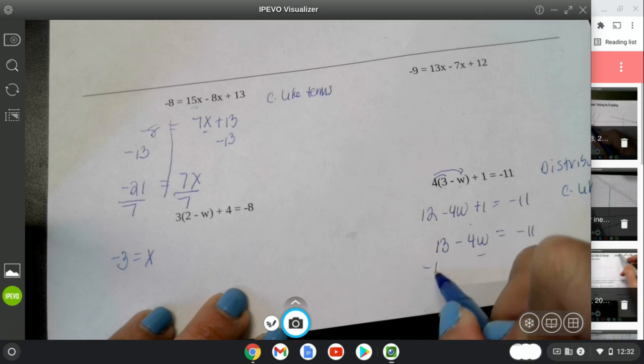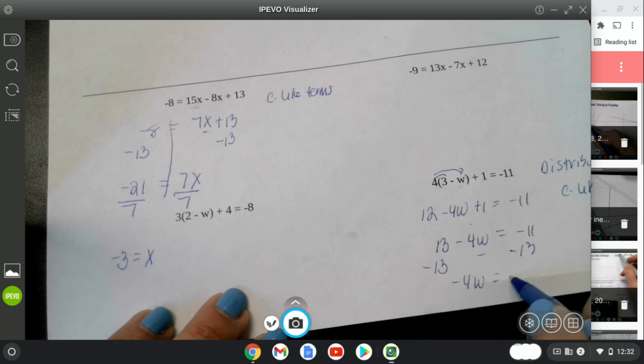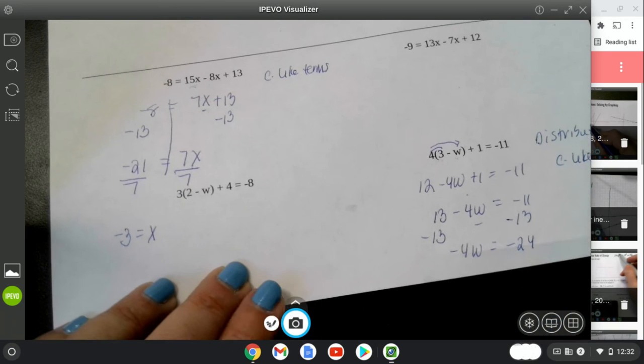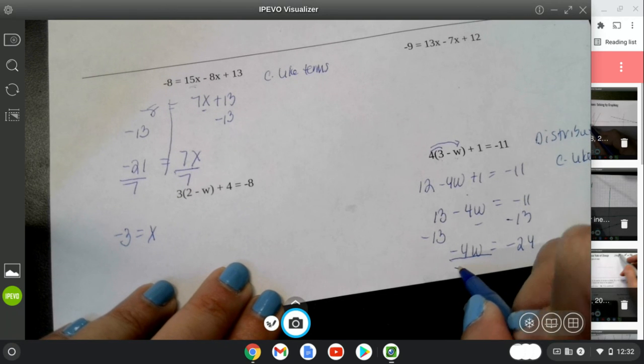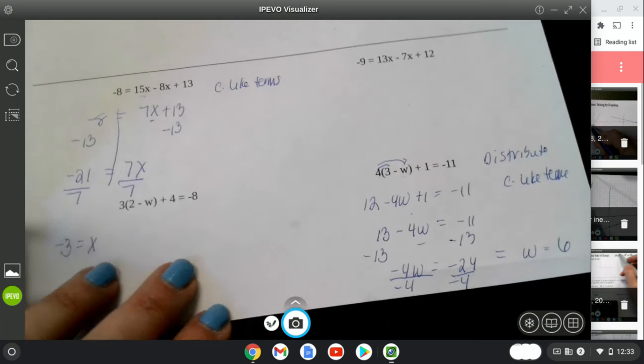Now I'm going to subtract 13 from each side. So I have negative 4w equals negative 24. And then I'm going to use the division property of equality to divide by negative 4, and w should equal 6. So hopefully this kind of helps.